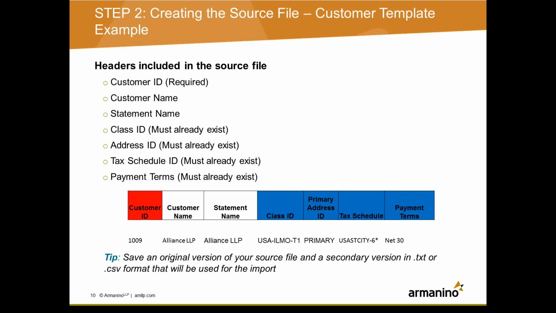So continuing on with those header fields, we're also going to be including class ID, address ID, tax schedule ID, and payment terms. So again, red is the required field, white is anything that will be inserted, and blue are the pre-existing fields. A tip that I would definitely recommend is to save the original source file for Excel and then create a secondary file in text.